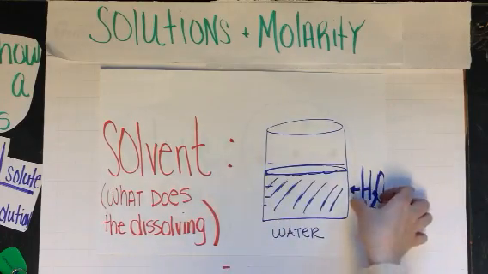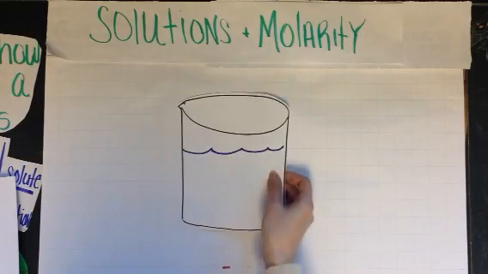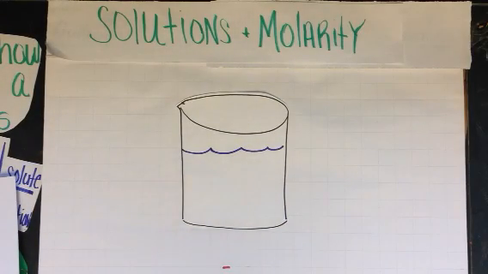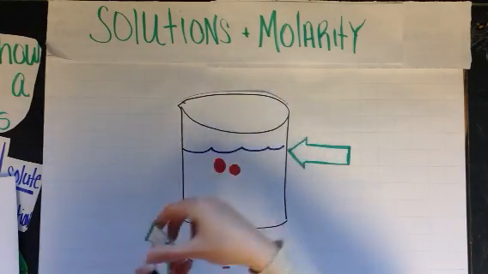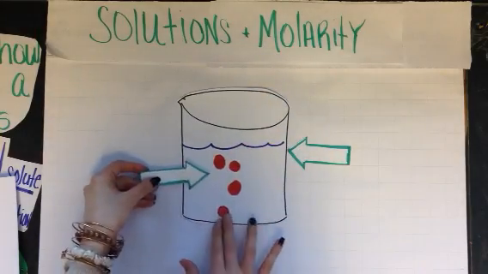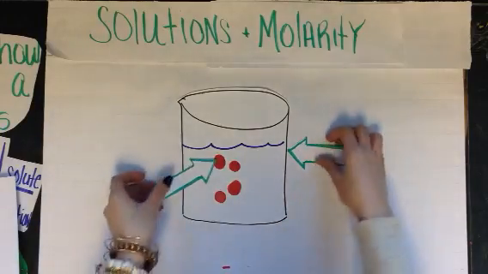It does the dissolving. So if I was to take a look here at my beaker full of water, my water is the solvent. Here's my water. It's my solvent. And then if I was to take my salt and drop it into my beaker, my salt is my solute. Together, this makes a solution.